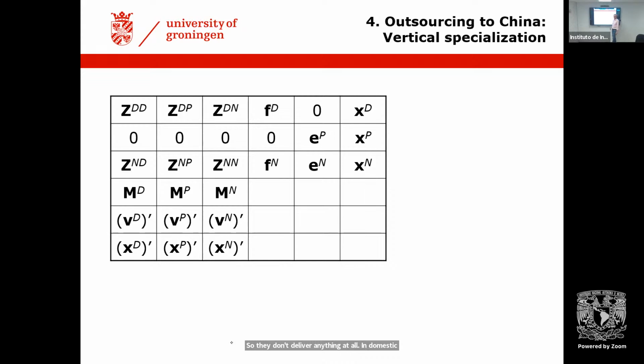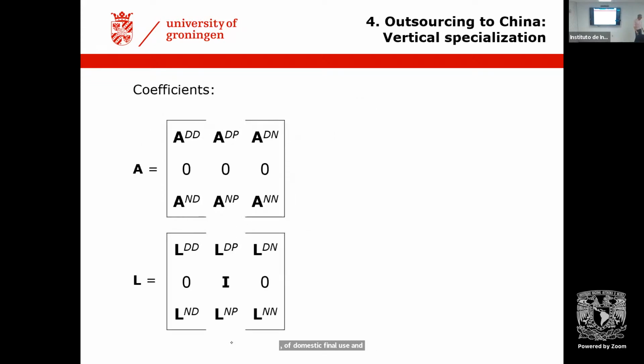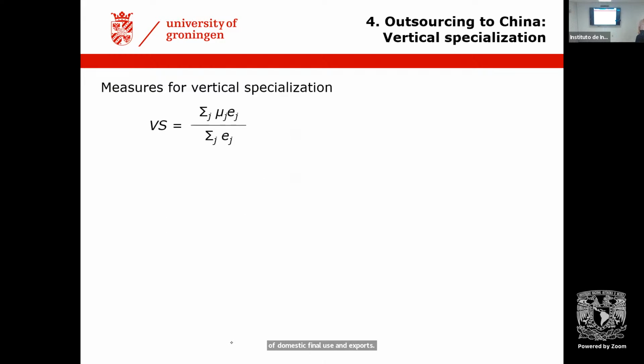The category for domestic use only delivers to domestic producers and domestic consumers, but not to exports, because that is by definition not the case. And the third category, non-processing, is intermediate, and they are a bit of domestic final use and exports. This is what the coefficient matrices look like.